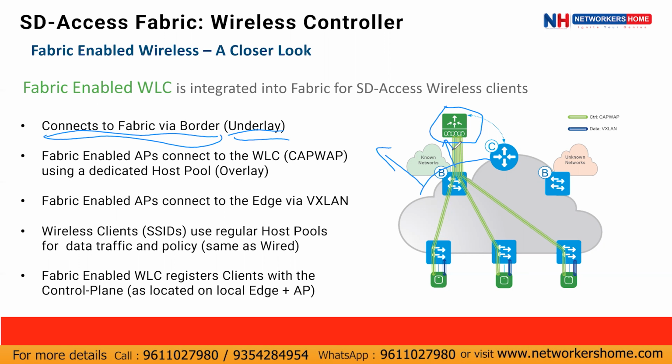Fabric enabled access points will connect to the fabric enabled WLC via CAPWAP. If you see this green line, it's nothing but a CAPWAP tunnel. Now everyone is aware of what a CAPWAP tunnel is. In the same way, this access point can't see anything in between; it just knows that its destination or next hop is the wireless controller. In the same way, an overlay works.